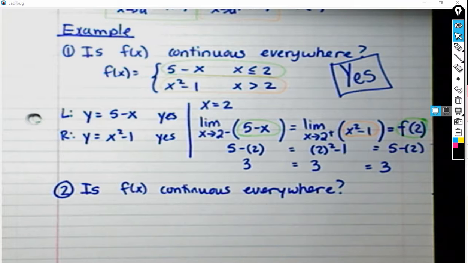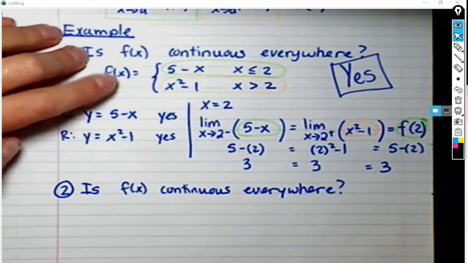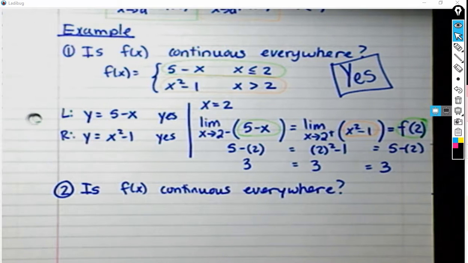Usually when you're looking at piecewise, you think, oh, transition. But it's possible I give you something like 1 over x minus 3. You're like, that's a vertical asymptote. Okay, so is f of x continuous everywhere?